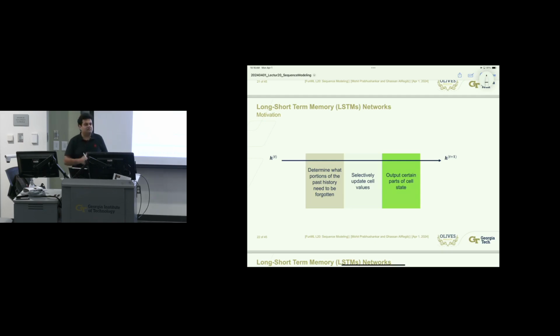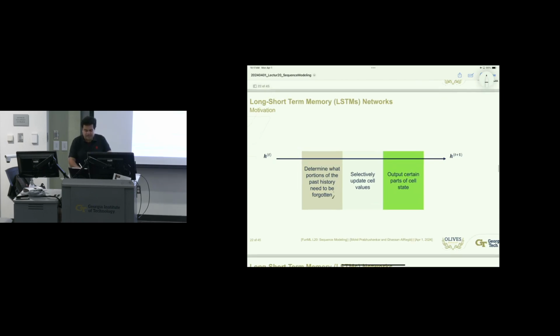The goal in LSTMs is to determine what portions of the past history need to be forgotten. Many times in language processing or speech signals, there is a lot of redundancy when we speak. The same sentence gets repeated multiple times. To avoid that, at least for the purpose of storage and analysis within our networks, we want to be able to forget certain sections of the natural language or text we have been given. So what portions of the past history need to be forgotten is very important. We can't forget the important parts, the summary.